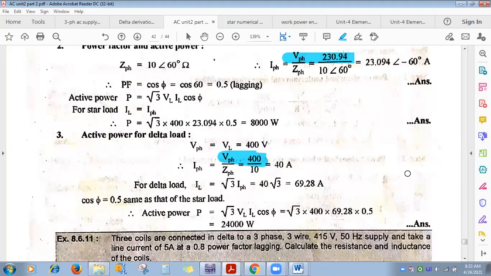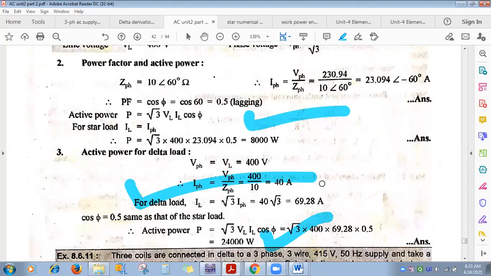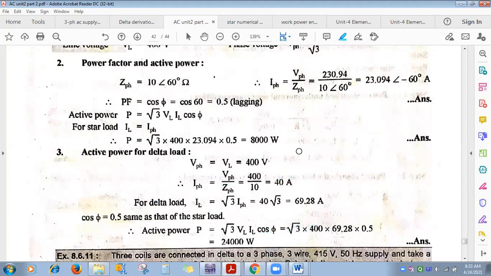From MCQ point of view, all the questions. In which case more power consumption? Delta. How many times? 3 times of star. Okay. And this one numerical. If connected in star, what is the power consumption? If connected in delta, what is the power consumption? Got the sum?